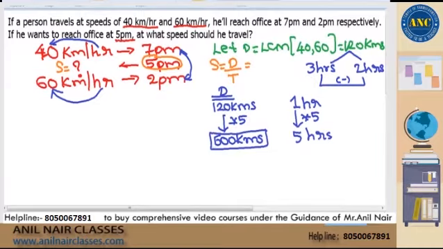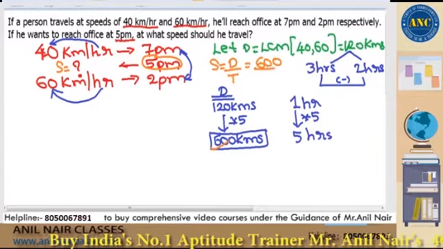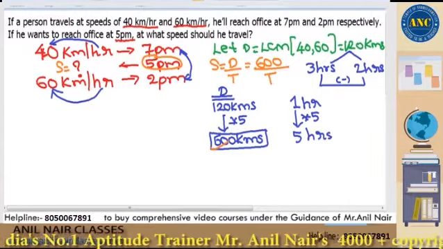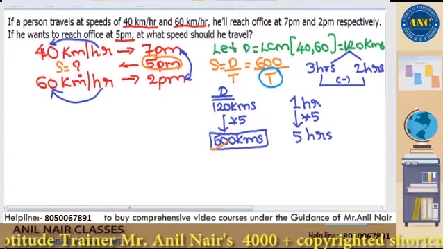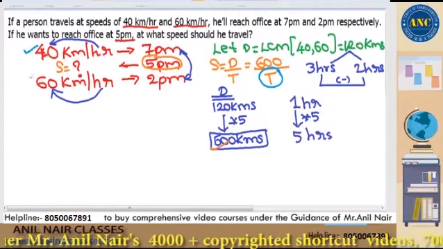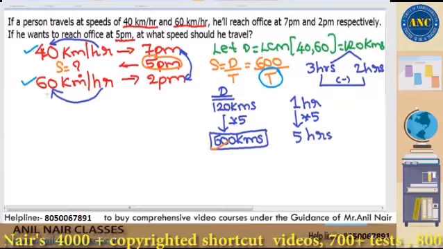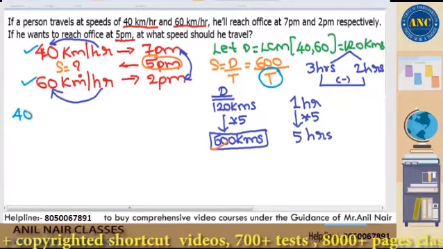That means distance is calculated as 600. That is constant, divided by time. If I calculate this time value, my answer is over. Now see here. I have two conditions, top and bottom. You take any condition of your choice, you will get the same answer.